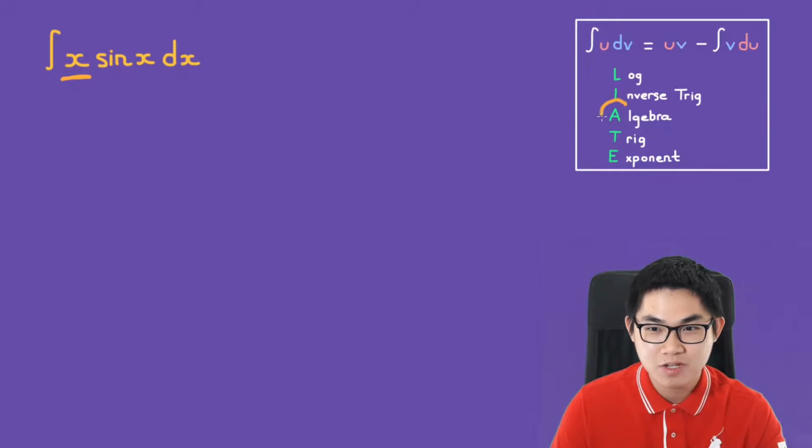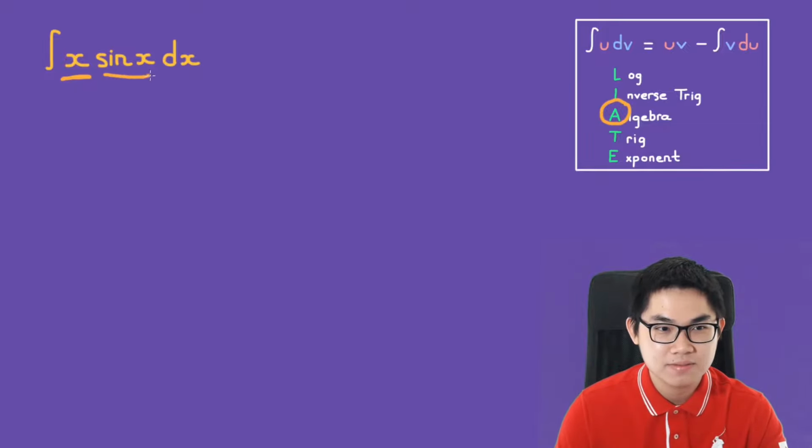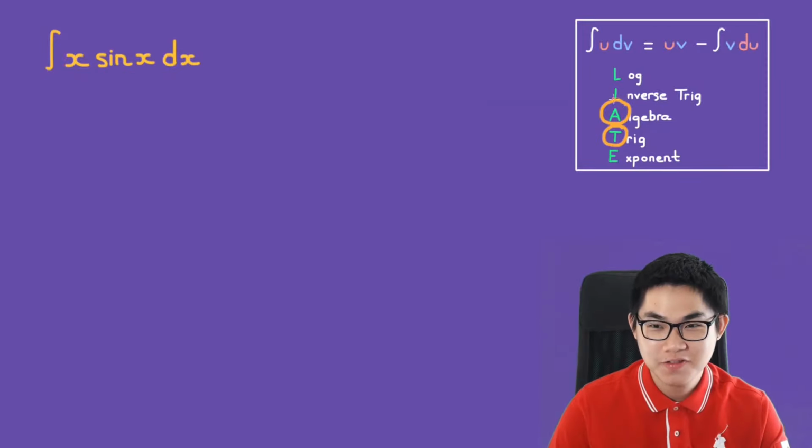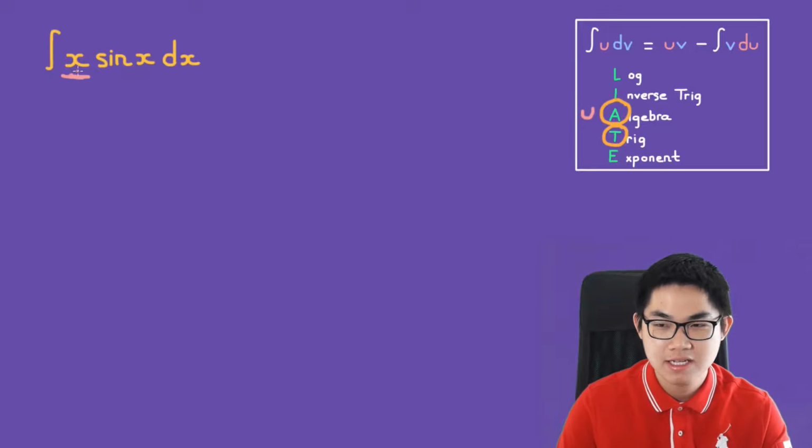And when we say algebra, we mean things like x, x squared, x to the power of 3, and so on. And how about sine of x? You guessed it, sine of x belongs to trigonometry. So the first circle will be a u, and the second one will be the v, right? So the u will be this part. So u is equal to x.